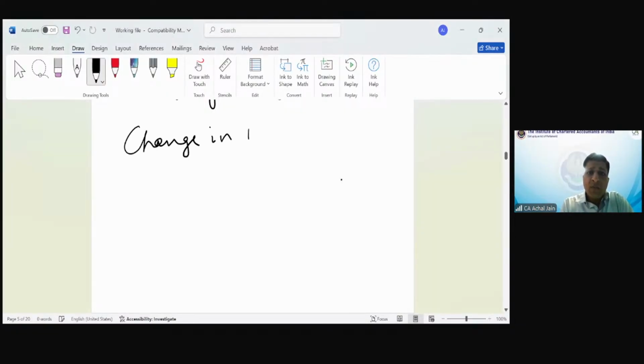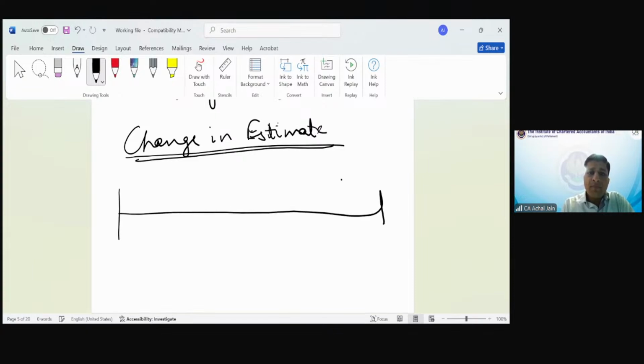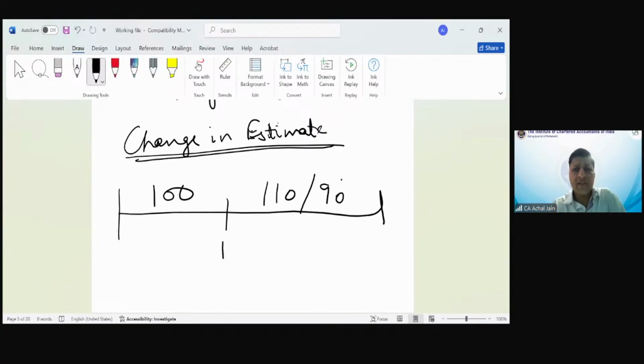Now, let's suppose estimates are changed. Say in a particular financial year, you had an estimate of 100. Let's suppose next year it is changed to 110 or 90. So is that possible? Yes.